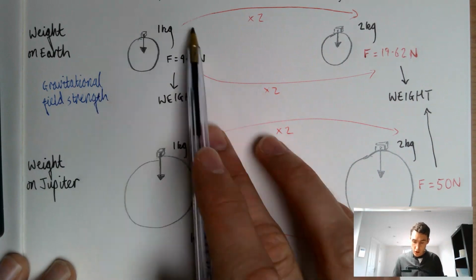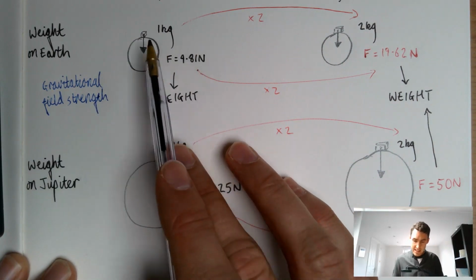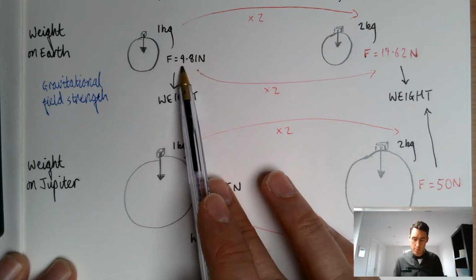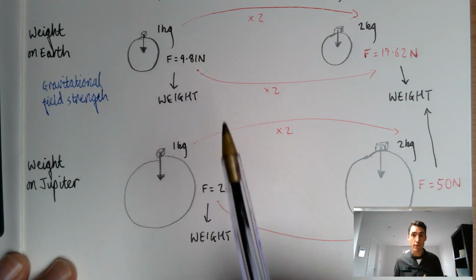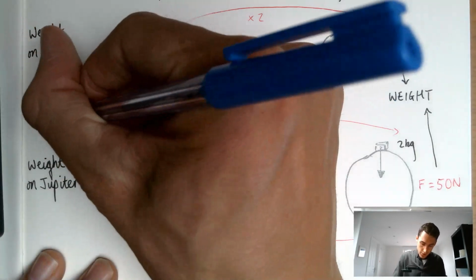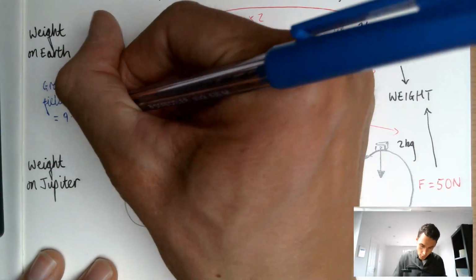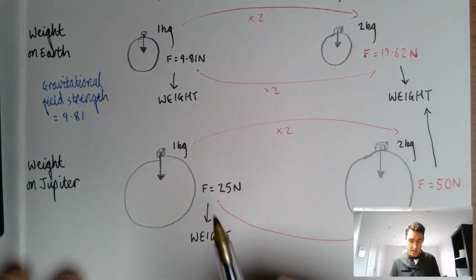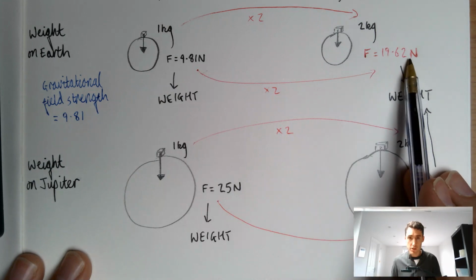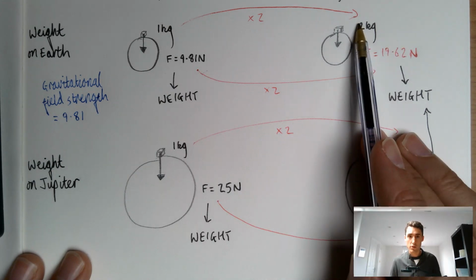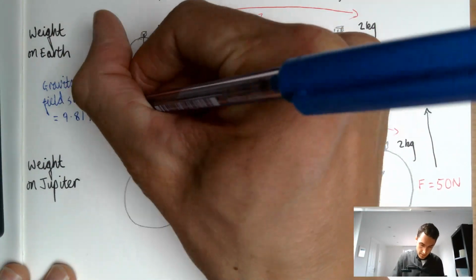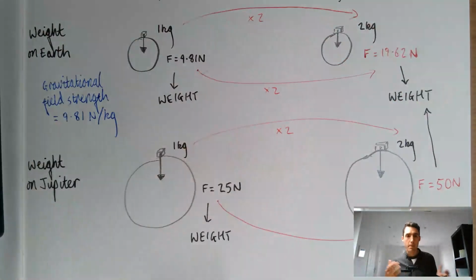Gravitational field strength on Earth, what that's telling you is for every 1 kilogram of matter you have 9.81 newtons of gravitational force. So in this case, the gravitational field strength is equal to 9.81, and you can emphasize the units here. It's just how many newtons for each kilogram. So here we've got 19.62 newtons because we've got 2 kilograms. The point is that this constant ratio, which we can see here, is this number here.